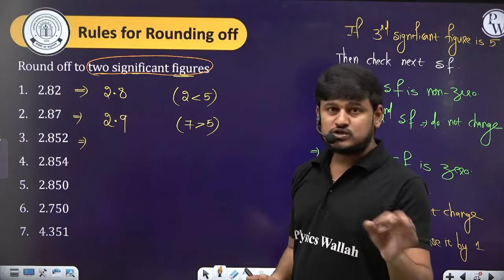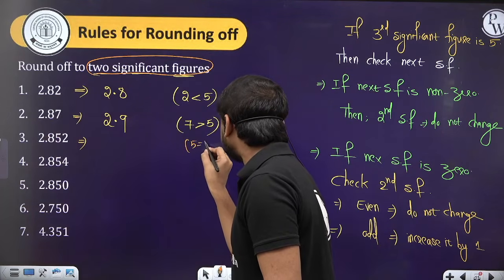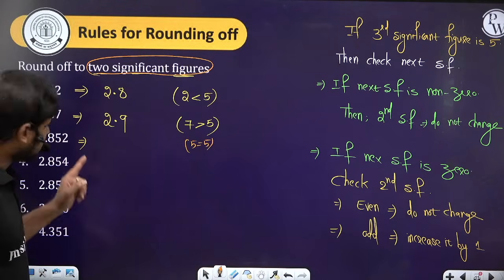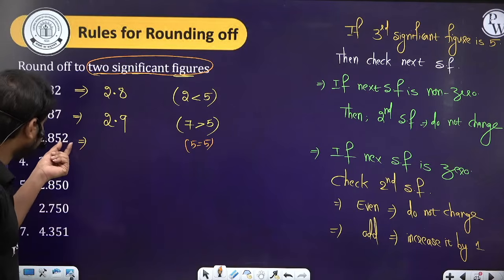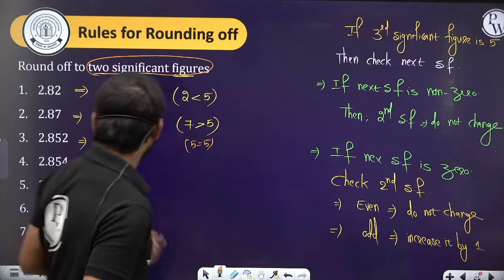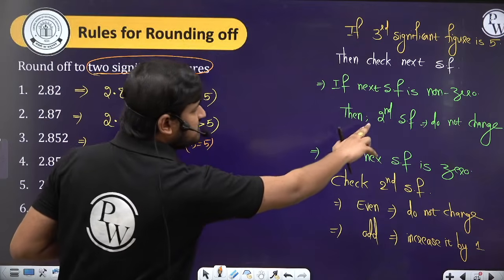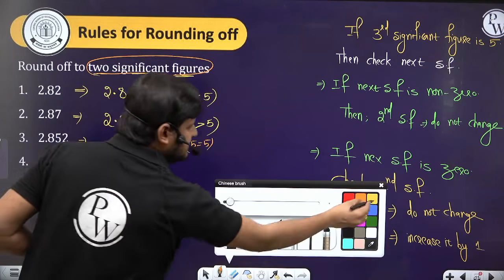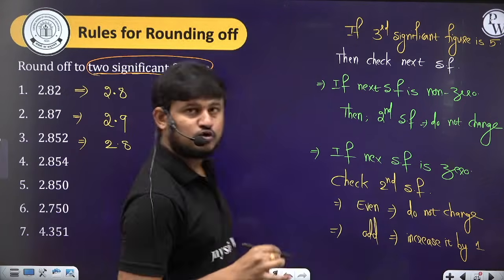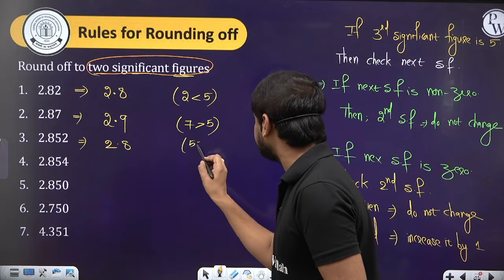Now the question is, what if the third digit is equal to 5? Here 5 is equal to 5. Then what you should do is go for the next significant figure, which is the fourth significant figure. If the fourth significant figure is non-zero, here 2 is non-zero, then keep the second significant figure as it is. So it is rounded off to 2.8 only.